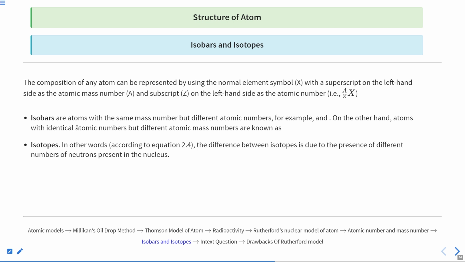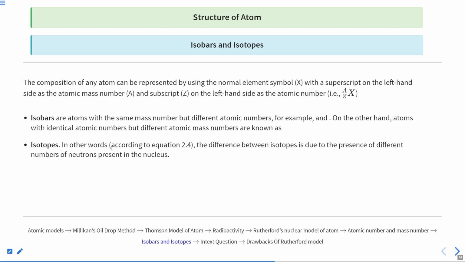Next are isobars and isotopes. These are very important, and we'll talk about some things that are very significant for an exam. First of all, isobars. Isobars are those elements which have the same mass number but different atomic number. Their number of neutrons plus protons is the same, but their number of protons is not the same.